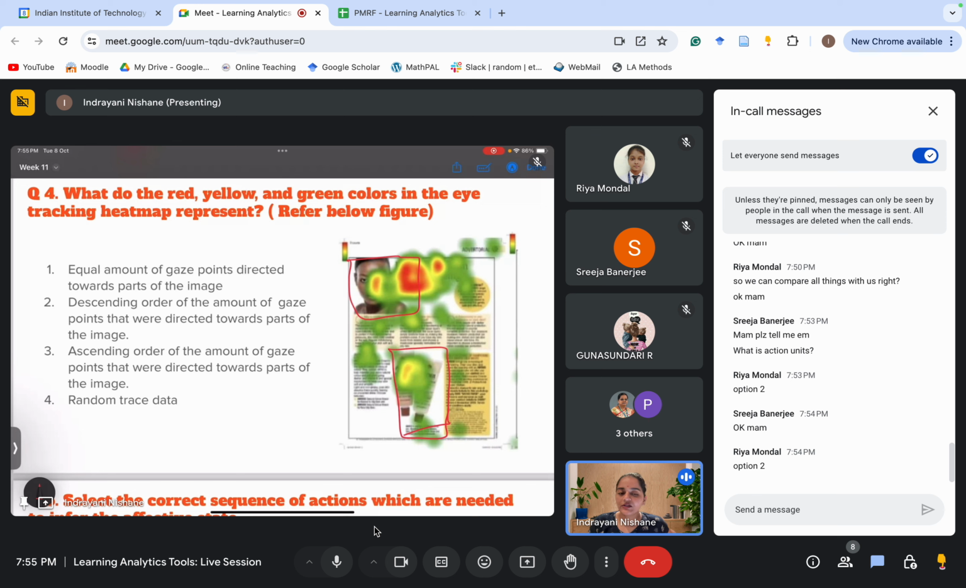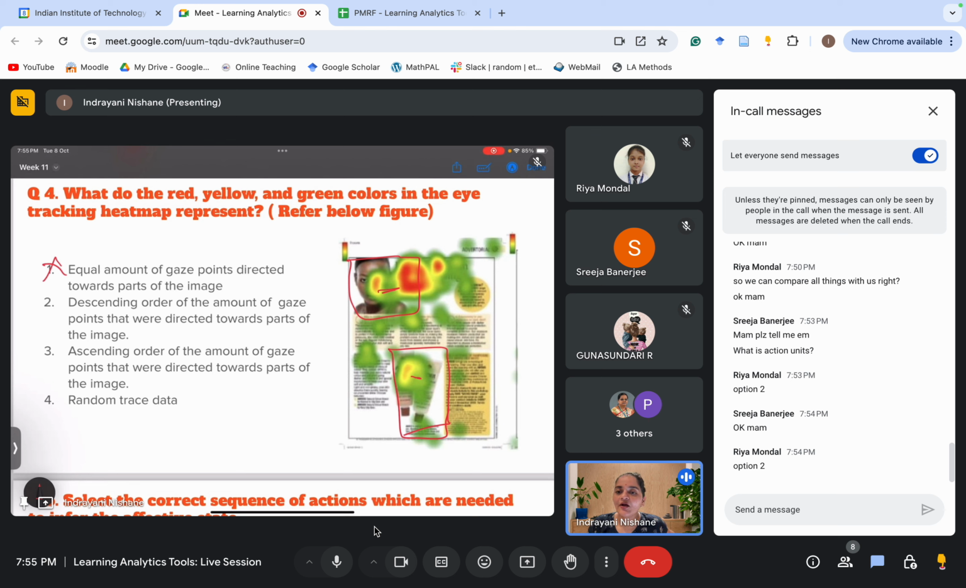They are saying that we are able to infer that an equal amount of gaze points are directed towards parts of the image. Is it so? There is a gradient observed here, and there is a gradient observed here. So this option is not correct.